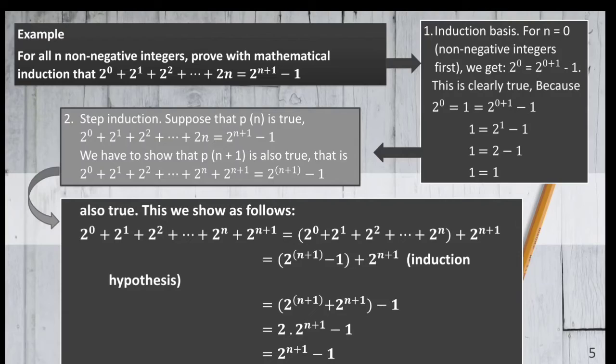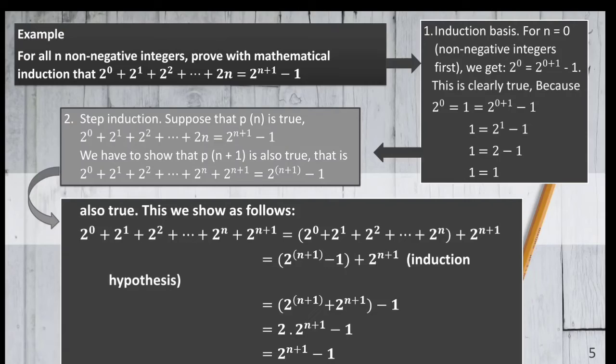And the second step is the induction step. Suppose that Pn is true: 2 to the 0 plus 2 to the 1 plus 2 to the 2 plus ... plus 2 to the n equals 2 to the n plus 1 minus 1, is true. And then we have to show that Pn plus 1 is also true.